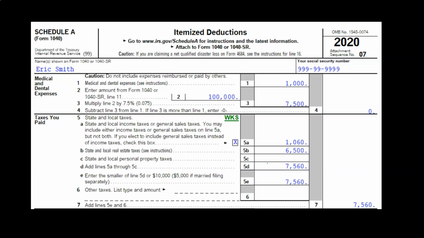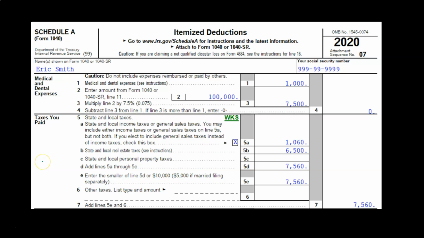They're limiting the state taxes. That could be removed possibly in future years, but just note that that is there, and that's going to enter the smaller of 5D or the $10,000, $5,000 if married filing separately. So we have that cap that we'll deal with. We'll talk about that as we go through here.